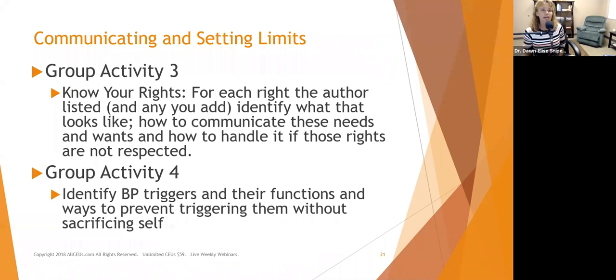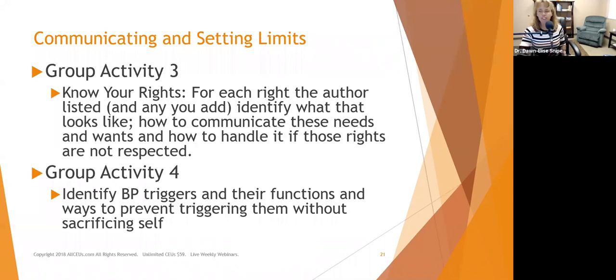Know your rights. The author in the book identified a bunch of rights that each person has, and people can add their own rights when they're creating their Bill of Rights. And you want to identify what that looks like. If I have the right to my own feelings, okay, what does that look like?